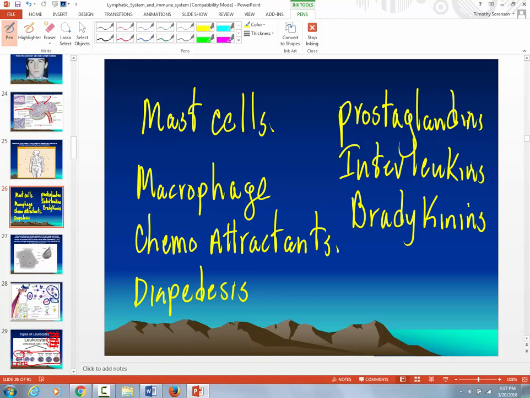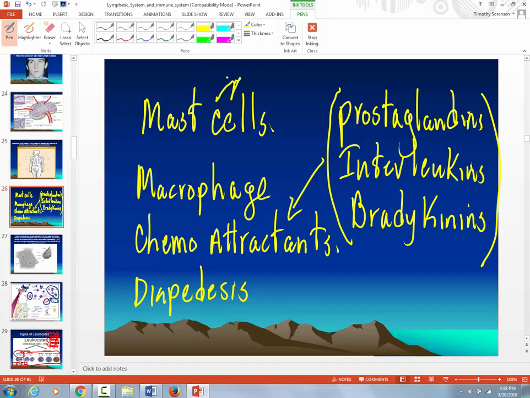Ready? Prostaglandins you're familiar with, interleukins, bradykinins, right? I'm just going to tell you right now, these guys perform a couple of functions. Number one, they're chemoattractants. Let me explain this. When white blood cells see prostaglandins, interleukins, and bradykinins, they are attracted to that area. Tell me you got that. So these chemoattractants attract white blood cells to an area of an antigen or pathogen.